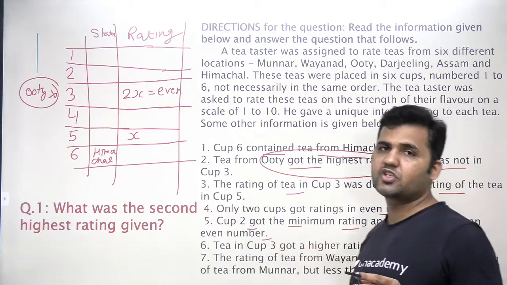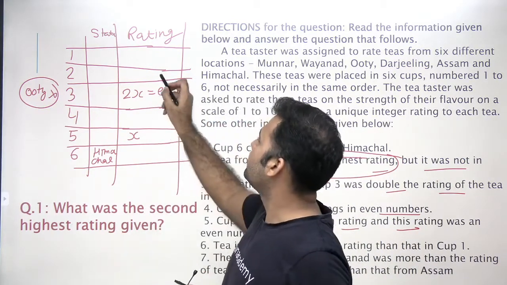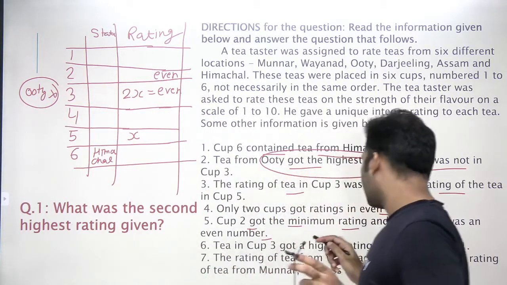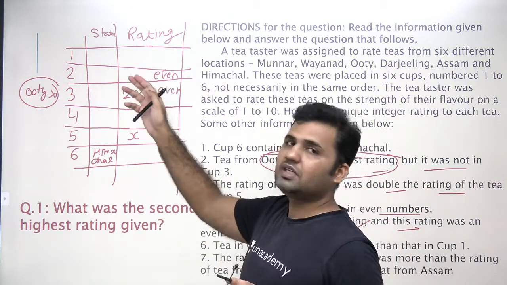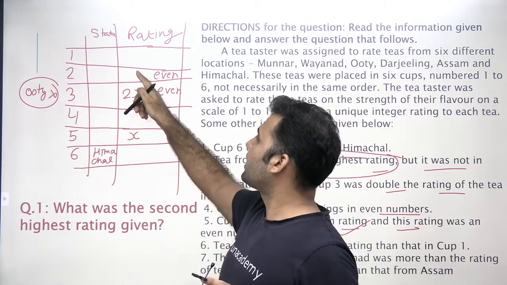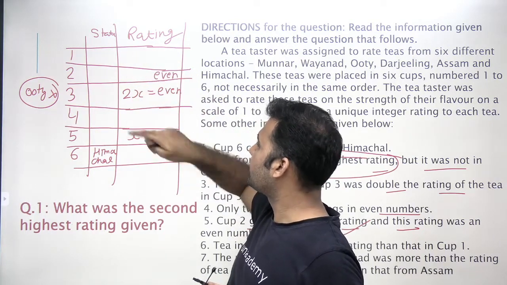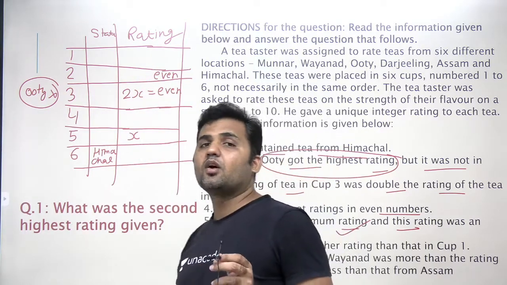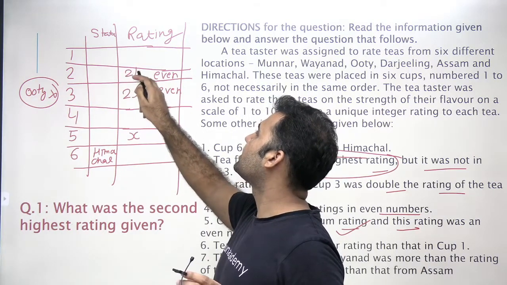Now the second cup which contains an even number as a rating of tea is cup number 2, and I need to write down that this cup also has an even rating and it got the minimum rating. Now the minimum even number can be 2, 4 or 6, but we can straight away say that this number cannot be 6, because this number is the minimum possible rating. So 6 is definitely not the case. There are only 2 possible cases, because if this number is even, it can either be 2 or it can be 4.